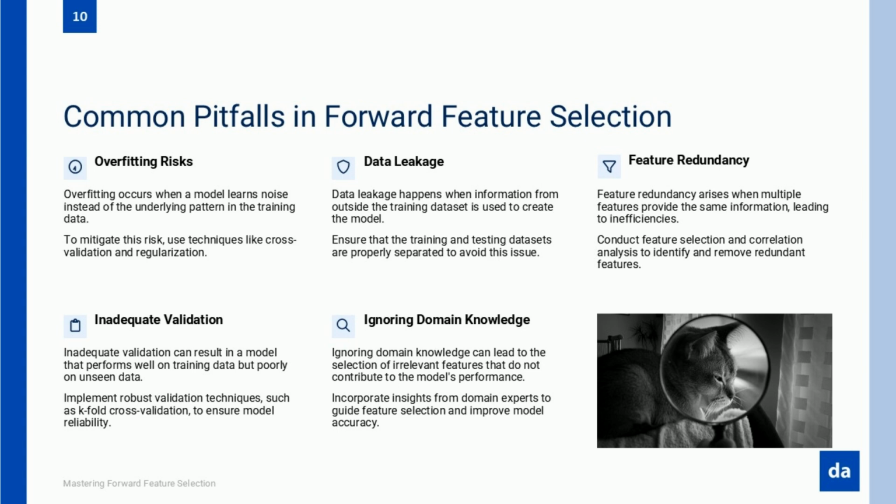Next, we've got feature redundancy. Ever added two features that basically say the same thing? Think about using both temperature in Fahrenheit and temperature in Celsius in a weather model. One isn't giving you any new information. If your selected features are highly correlated, they're just taking up space and adding noise. That's why checking for redundancy using correlation analysis is key.